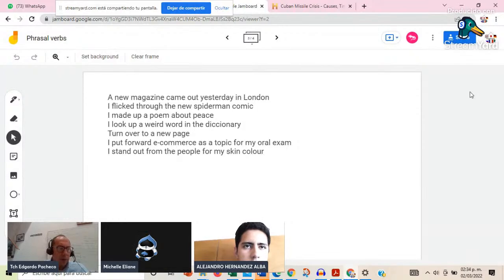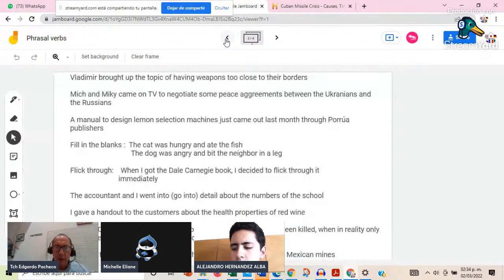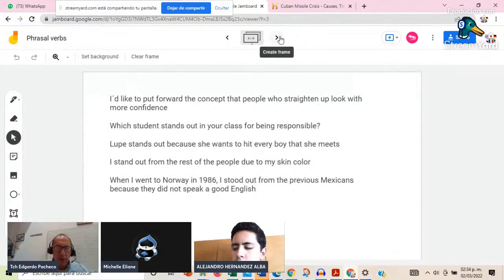Very good. The next one, please. Put forward in your posture. You can reflect more confidence if you... I know, we modify that. You can flip the slide to the other, please. To the right or to the left? Here. I'd like to put forward the concept that people who straighten up look with more confidence.